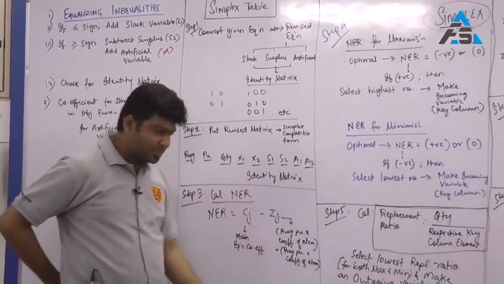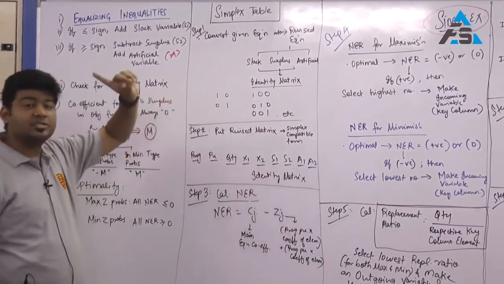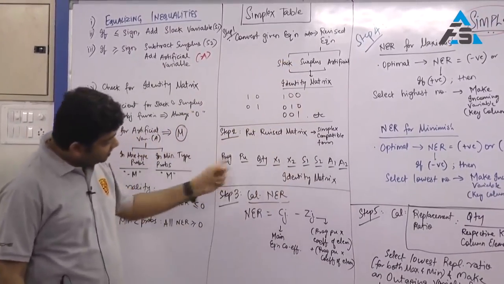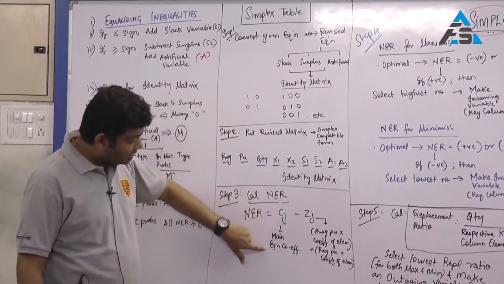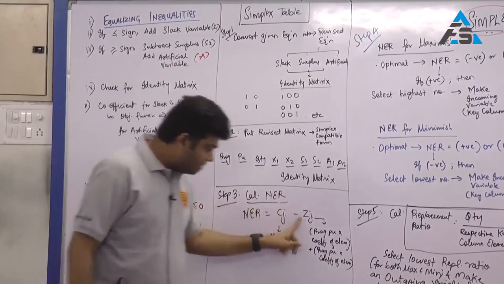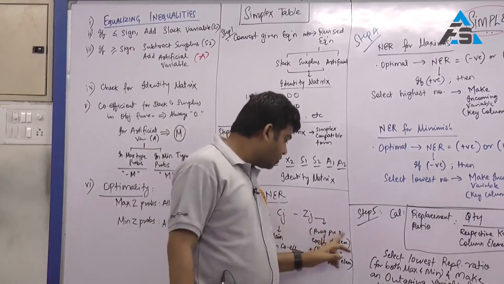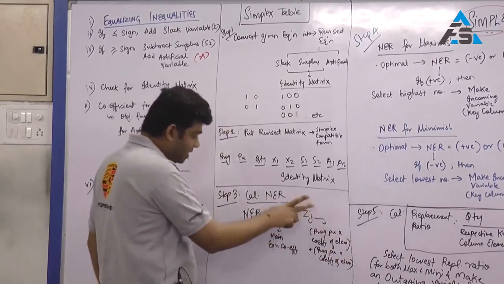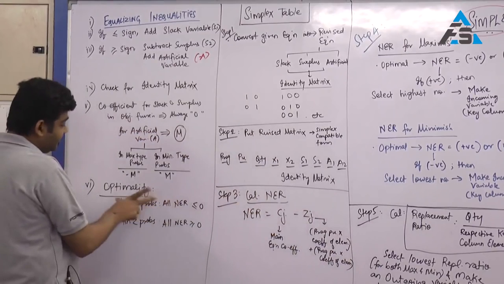Calculation of NER: different people have different methodologies. Basically it is Cj minus Zj. Cj is the main equation, the objective function equation. For that there is a coefficient, that is the main equation coefficient, which is Cj minus Zj. You can refer to your notes for that. So Zj basically is your program per unit into coefficient of elements, so that you will have to find out. Cj minus Zj gives you NER, and NER will give you optimality.